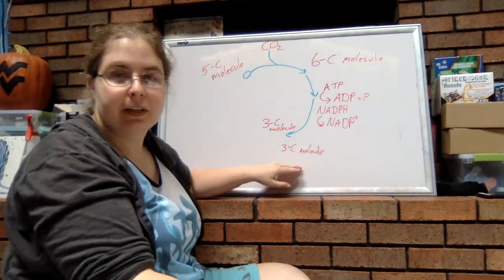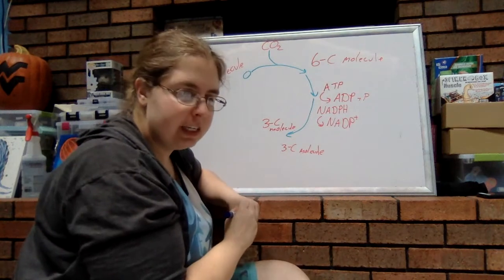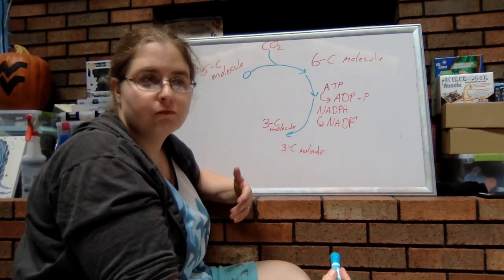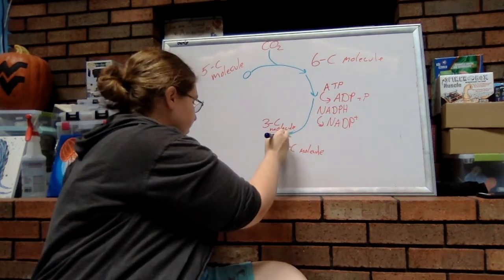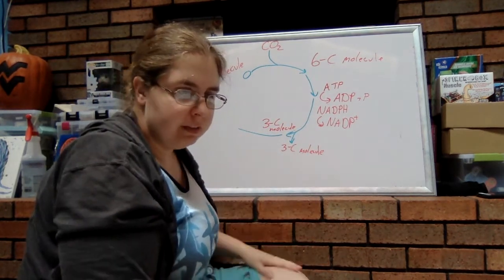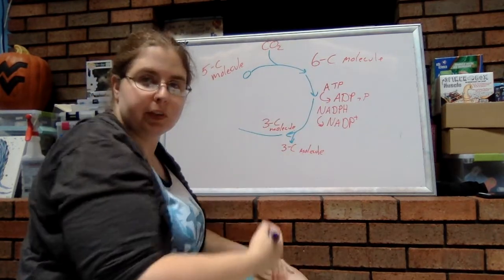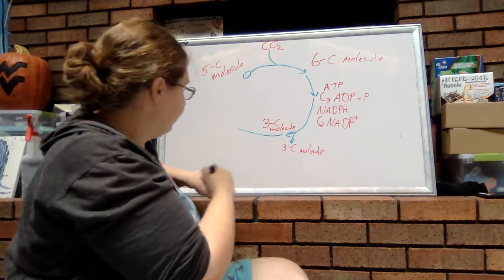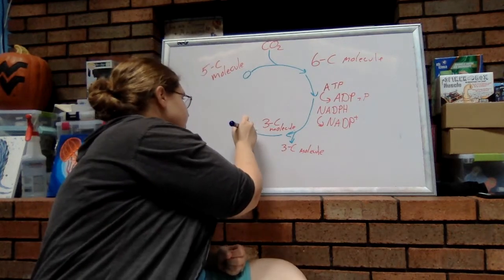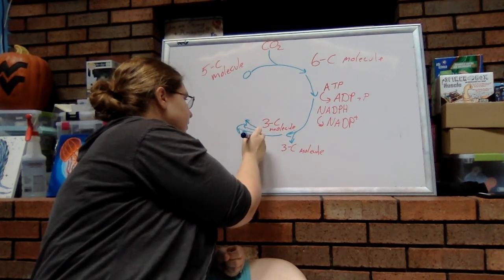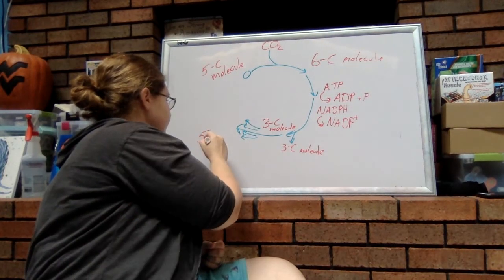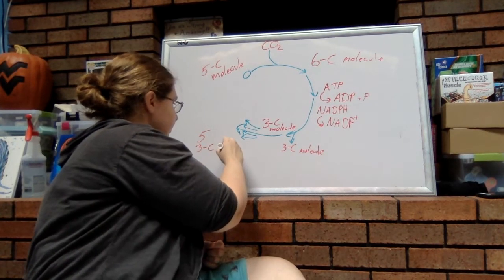Now, one of them is just going to hang out here for a little bit. The other one is going to continue on through the cycle so that it can be, well, recycled. Eventually, as we go through this multiple times, we're going to build up so that we have 5. So this has occurred several times, and we end up with the 5 3-carbon molecules.